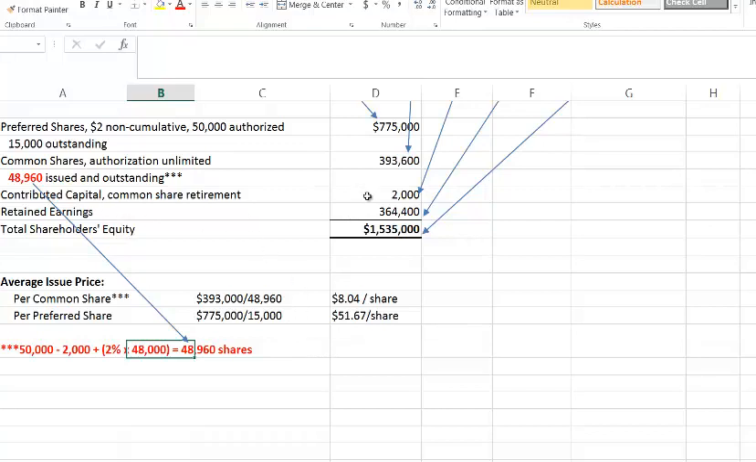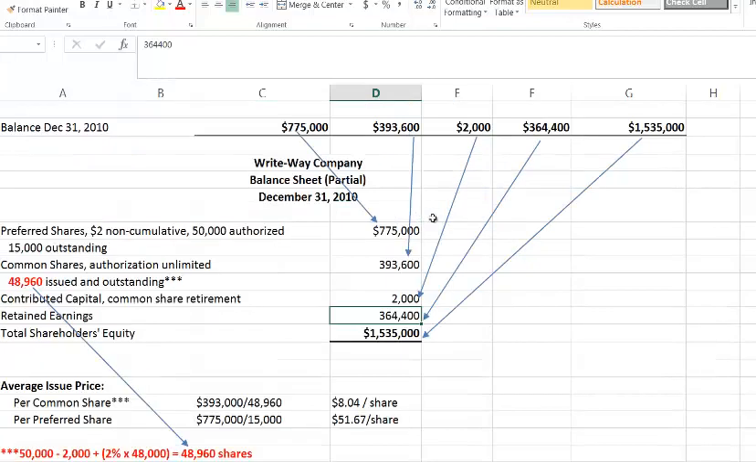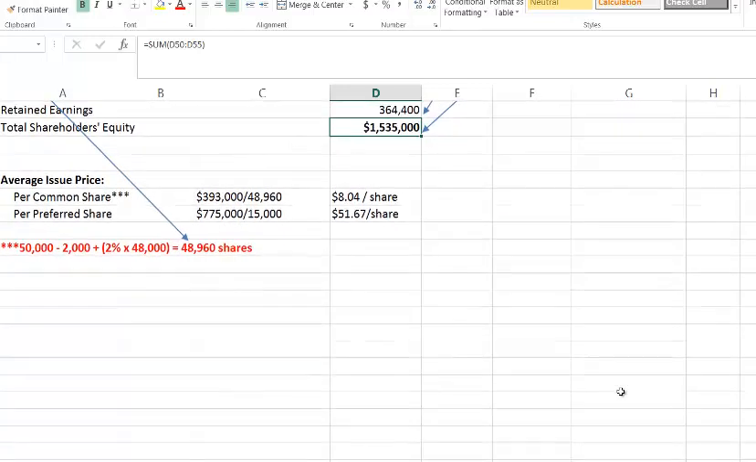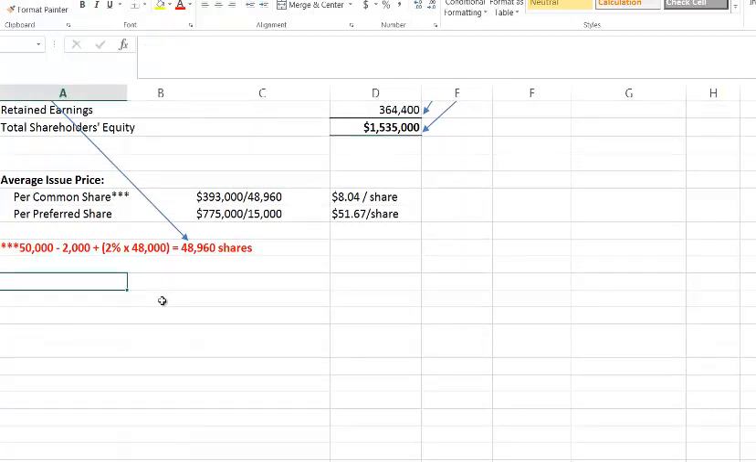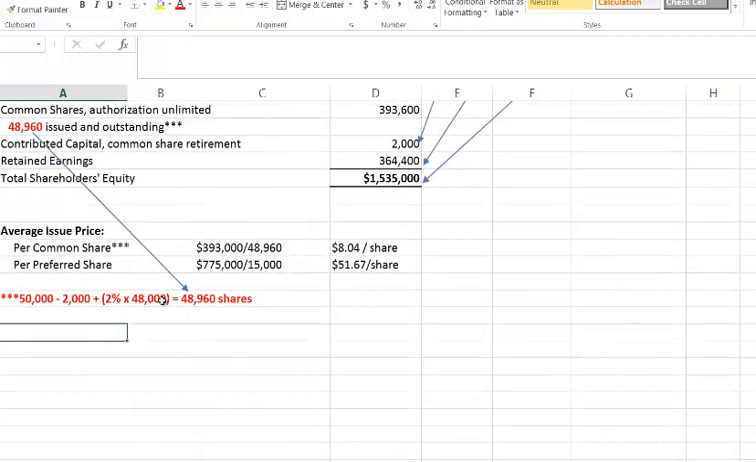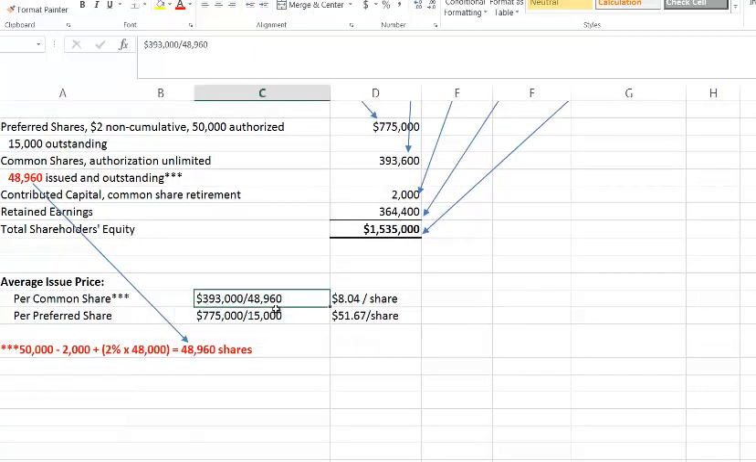My contributed capital is 2,000. My retained earnings, again, I get right from this little fella here. So my total equity is 1,535,000. Now the last thing I have to do is calculate my average issue price for my common shares and my preferred shares. All I'm doing at the end of the year is taking my total dollar value in the common share account. That should actually be a 6. There we go. And I'm dividing it by 48,960, which is the number of shares I have outstanding, which is going to give me $8.04 a share.